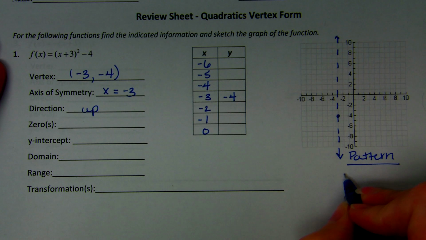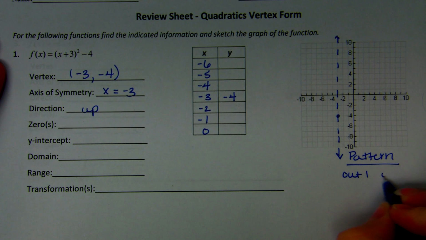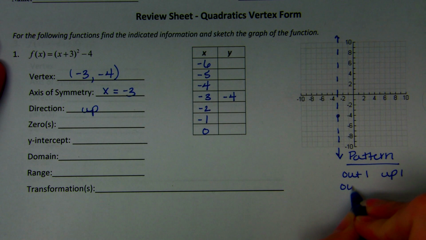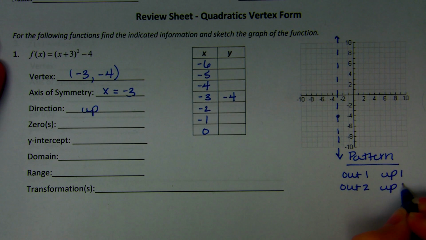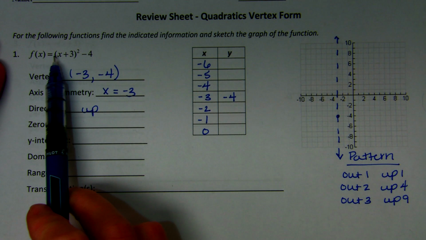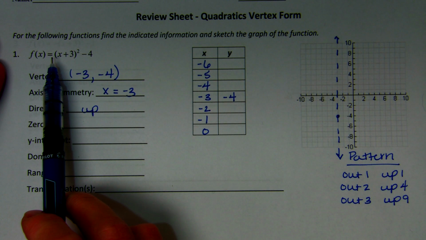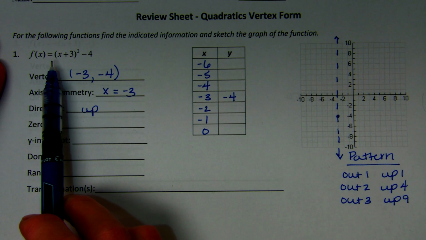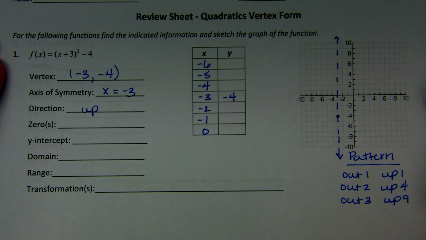The pattern for any parabola starts as out 1, up 1, out 2, up 4, out 3, up 9. And this parabola follows that pattern because we don't have an a value. I mean, our a value is 1, but it's not 2 or 1/2. So we haven't changed the multiplier. So it follows this pattern.